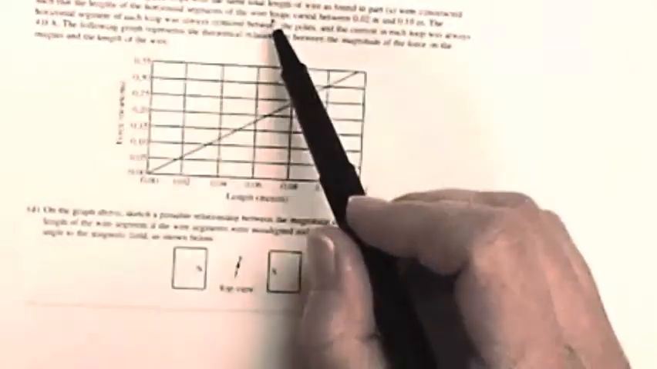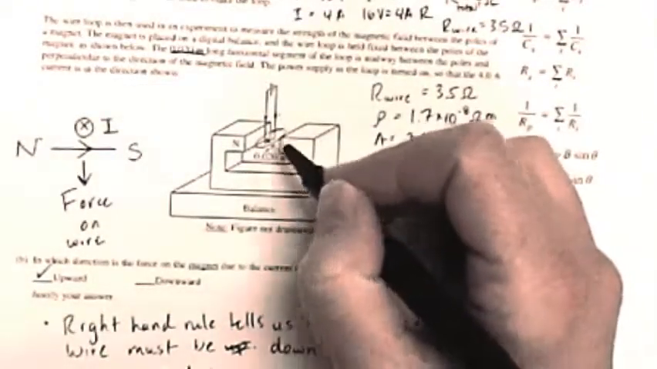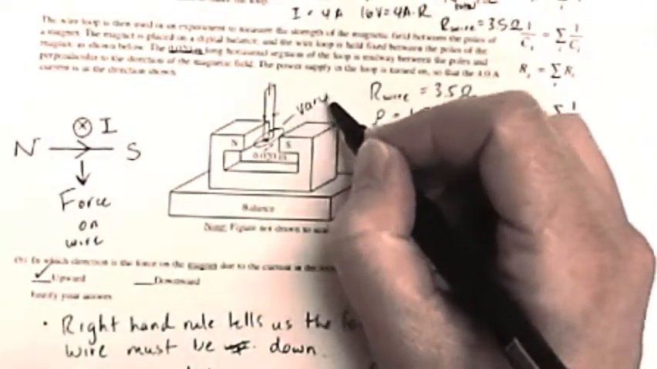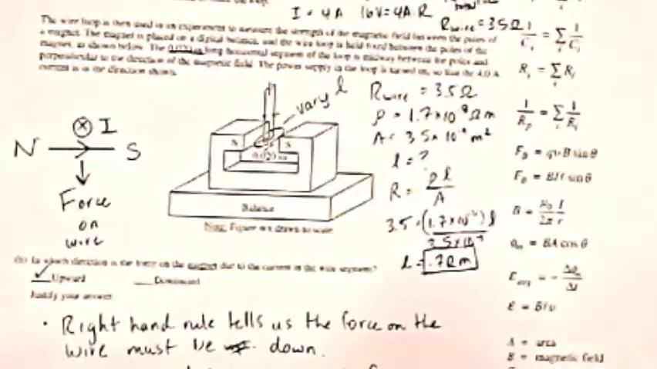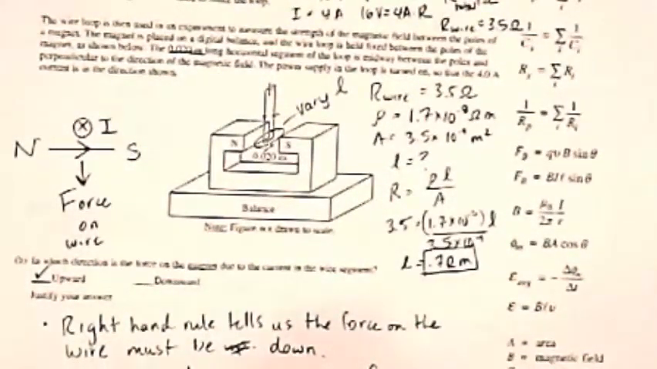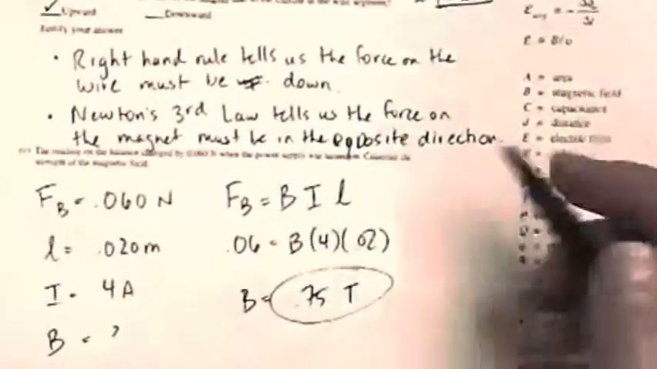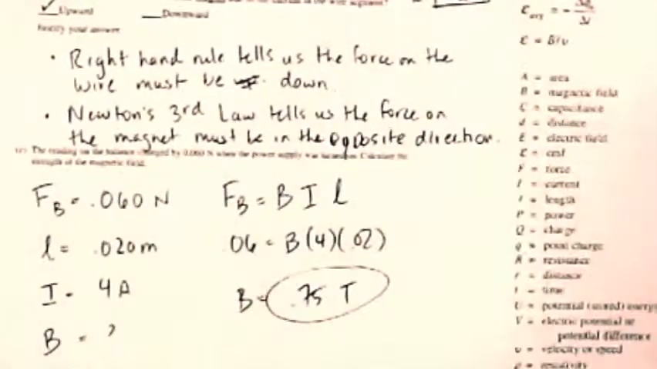Let's keep going. Suppose that various rectangular loops with the same total length of wire as found in Part A were constructed such that the lengths of the horizontal segments of the wire loops varied between 0.02 and 0.10 meters. Okay, what are they talking about here? They're saying that they made different loops, but that this part, this horizontal segment, varies in length. Notice that varying the length of that wire would vary the force.